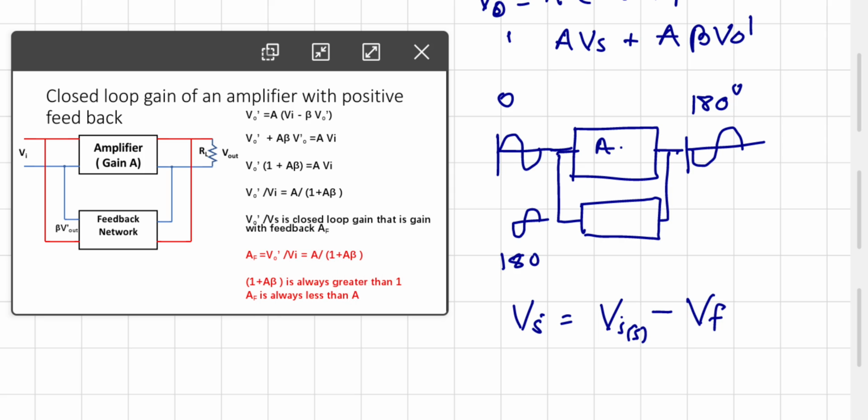Now remember that the 1 plus A beta term is added to 1, so this term is always greater than 1. Therefore Af is always less than A. This is the case of negative feedback.